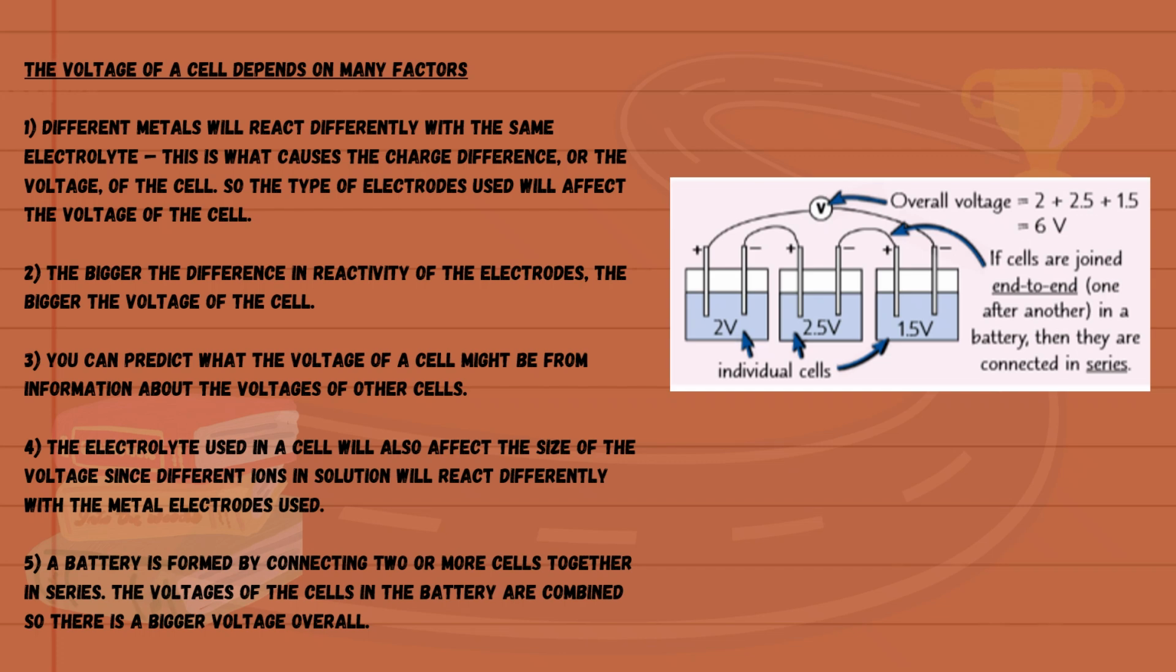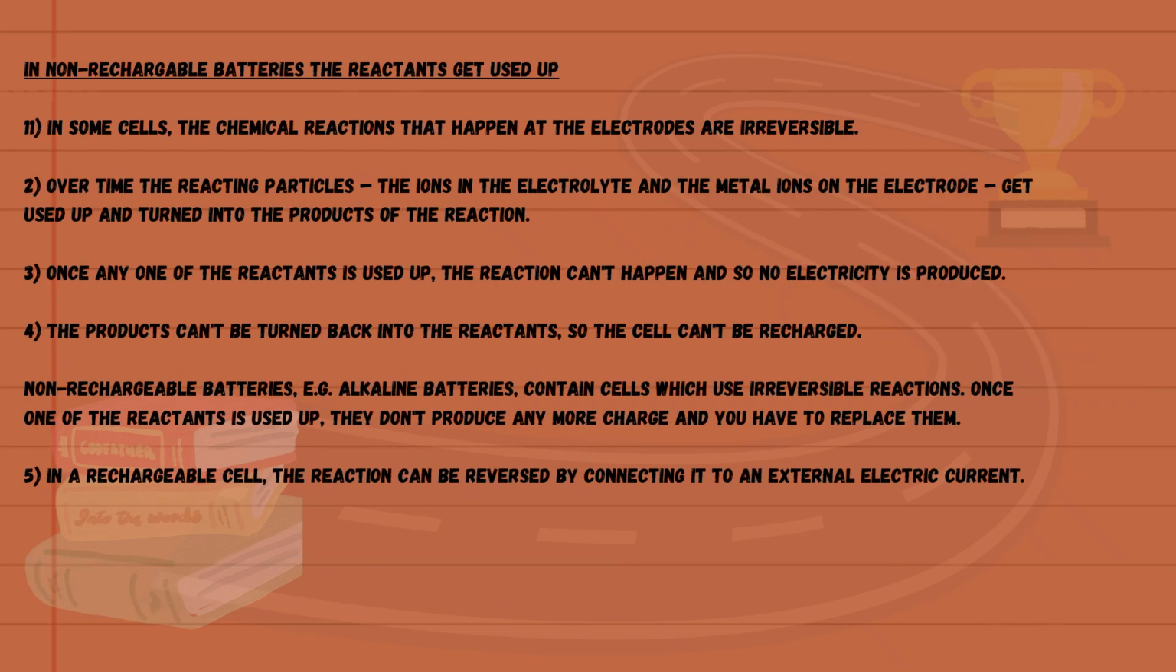The voltage of the cells in the battery are combined so there is a bigger voltage overall. In non-rechargeable batteries, the reactants get used up. In some cells, the chemical reactions that happen at the electrodes are irreversible.